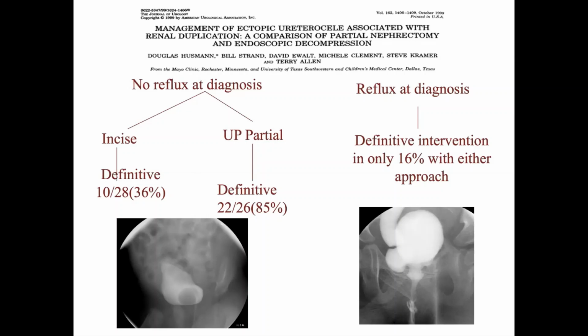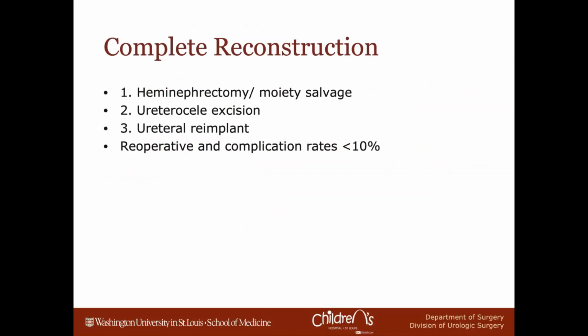Next slide. So complete reconstruction involves heminephrectomy or moiety salvage. So again, either partial nephrectomy or some ureteroureterostomy or a ureter reimplant of the dilated ureter, a ureterocele excision, and then ureter reimplant if indicated. And reoperative complication rates, it's a very complex surgery, but there are multiple references in the literature that show that the complication rate in fellowship-trained pediatric urologists' hands is very, very low.